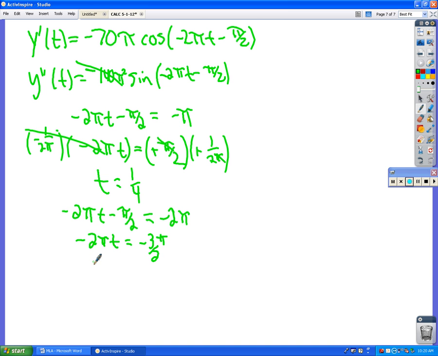And so once again, I'm going to do the same trick and multiply it by negative 1 over 2 pi. So negative 3 pi over 2 times negative 1 over 2 pi. Pi's cancel. Negatives cancel. Did you get it? So the next one is 3/4. All right, so 1/4 and 3/4.